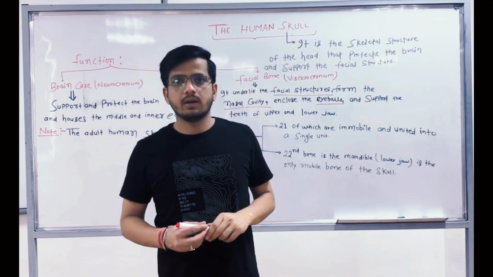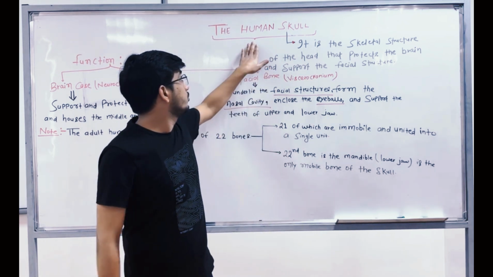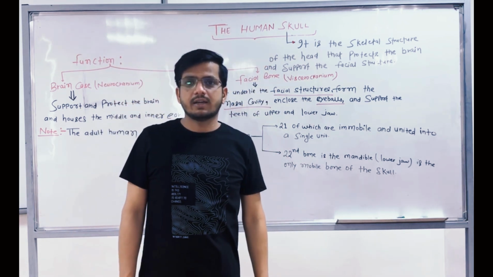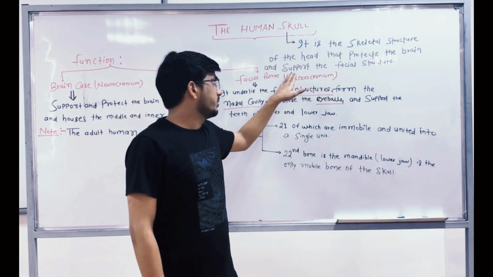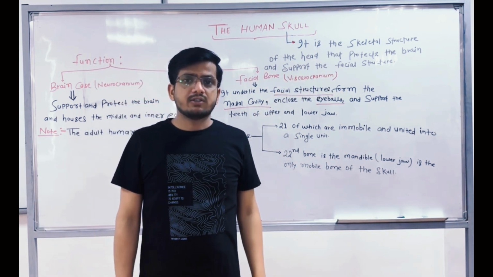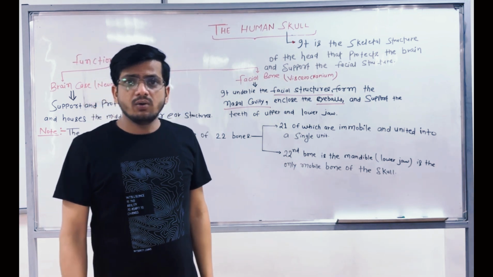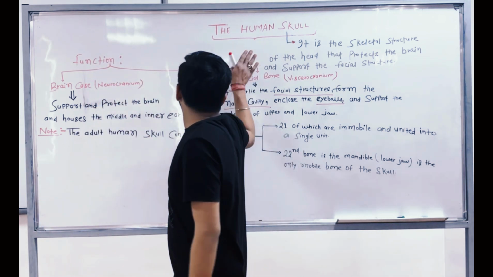Welcome back to Anatomia. Today we will discuss one of the most important topics of the axial skeleton, that is the skull. So what is the skull? It is the skeletal structure of the head that protects the brain and supports the facial structure. Now we need to know the function of the skull.